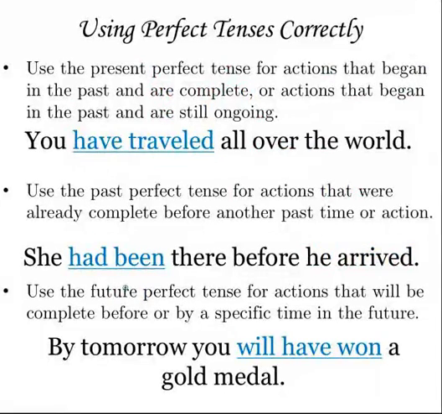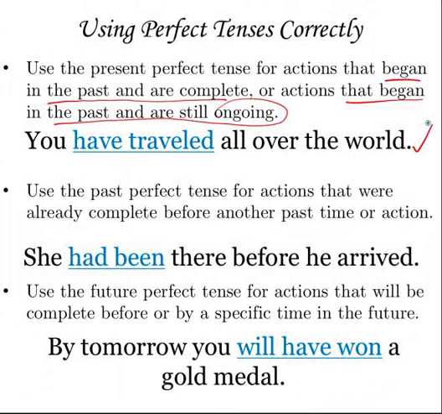All right. Here's how to use them correctly. Remember what each tense is for. So we're going to do a quick review. You use the present perfect tense for actions that began in the past and are complete, or that began in the past and are still ongoing. You have traveled all over the world.